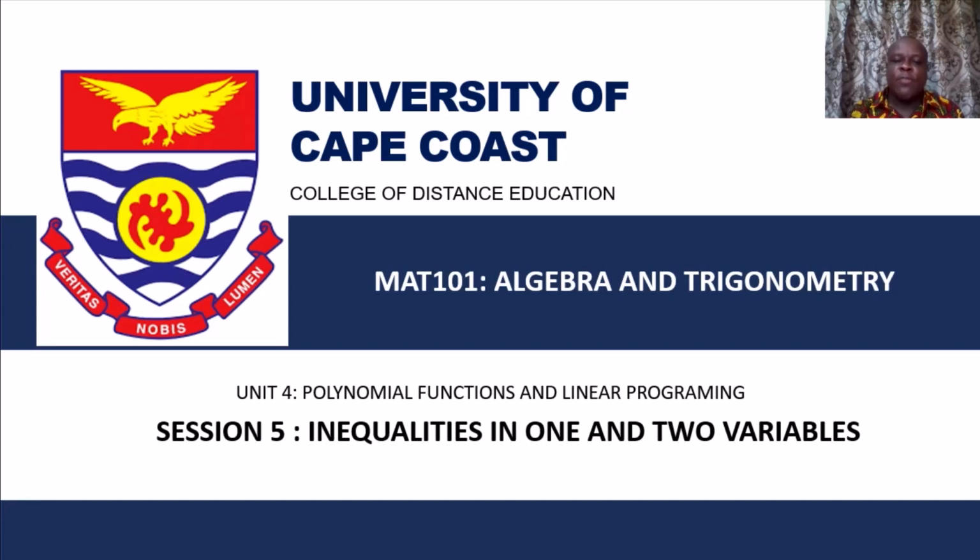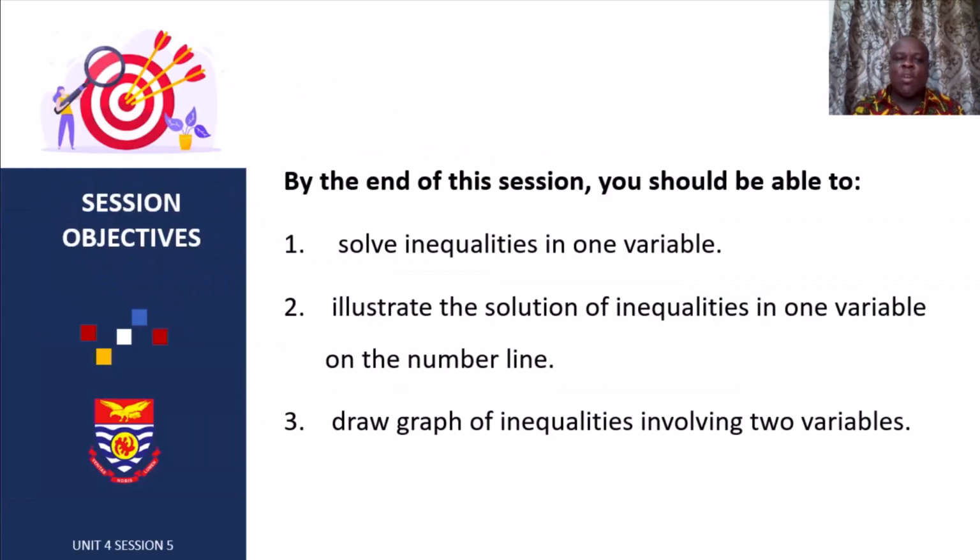We are on Unit 4, Polynomial Functions and Linear Programming. We are going to deal with Section 5, Inequalities in one and two variables. Let's look at the section objectives. By the end of this section, you should be able to: A. Solve inequalities in one variable. B. Illustrate the solution of inequalities in one variable on the number line. And C. Draw graphs of inequalities involving two variables.